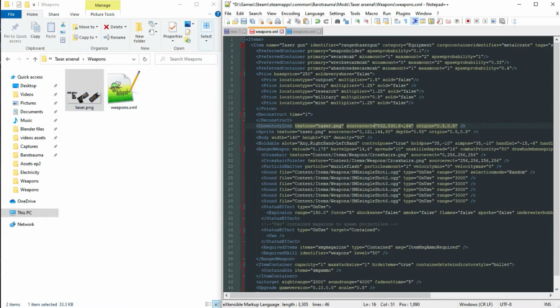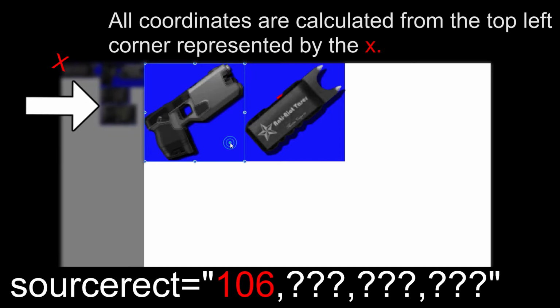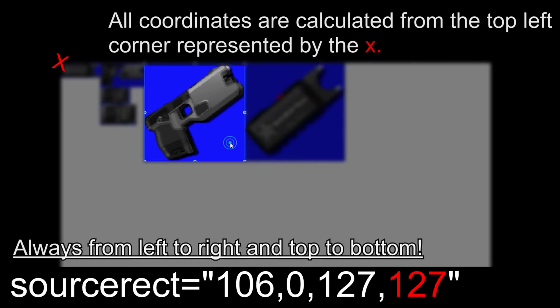Source rect are the coordinates of the texture within the PNG file. Here's an example. The first digit is how many pixels to the right the game will look for a texture. The second digit is how much downwards it will be. And finally, the two digits are the width and the height, respectively.